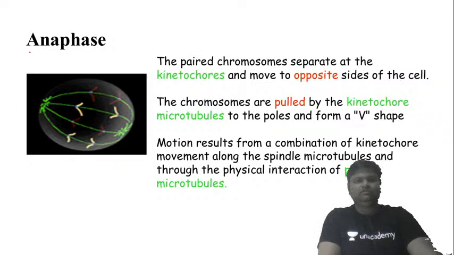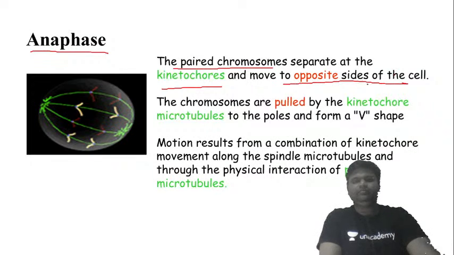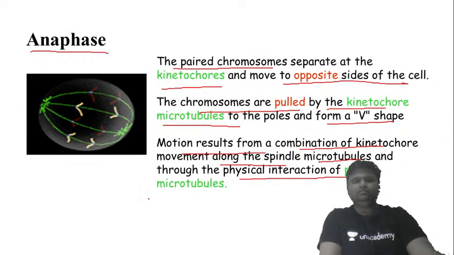Then there is anaphase. In the anaphase, the paired chromosomes separate at the kinetochores and move to the opposite sides of the cell. So the chromosomes are pulled by the kinetochore microtubules to the poles and form a V shape. Motion results from a combination of kinetochore movement along the spindle microtubules and through the physical interaction of polar microtubules.